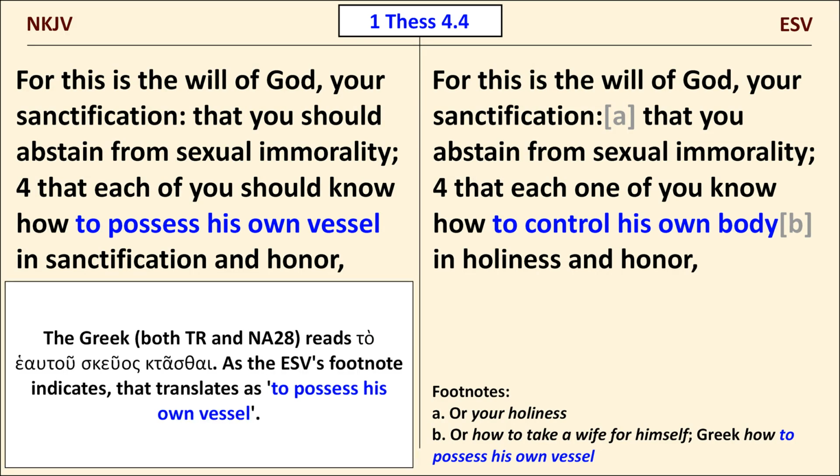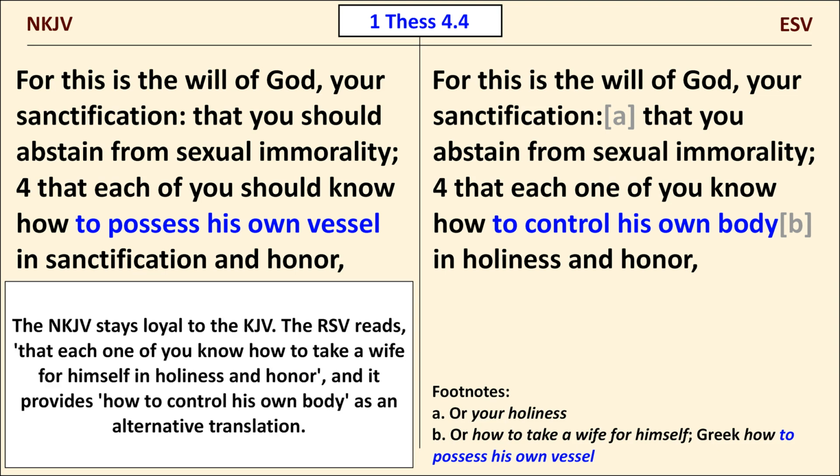Here, the NKJV's how to possess his own vessel is more literal than the ESV's interpretive how to control his own body. The ESV's footnote agrees that the NKJV is the more literal translation here. It's interesting to observe how these translations depend on their parents. The NKJV simply modernized the KJV in this passage, though it replaced fornication with sexual immorality. The ESV moved the RSV's translation into a footnote, and the RSV's footnote into the text.